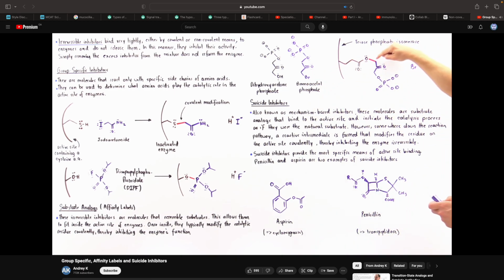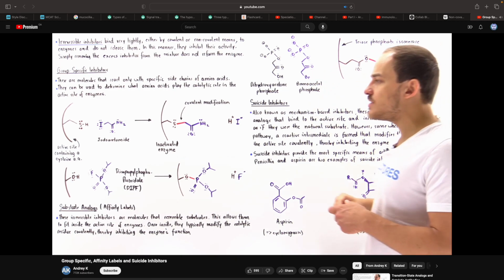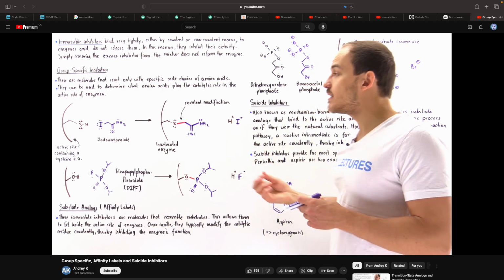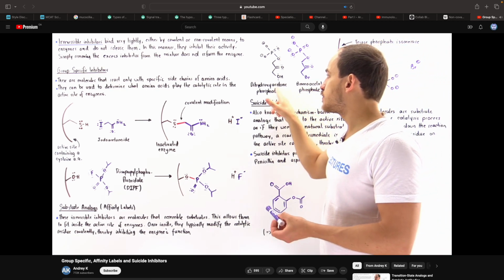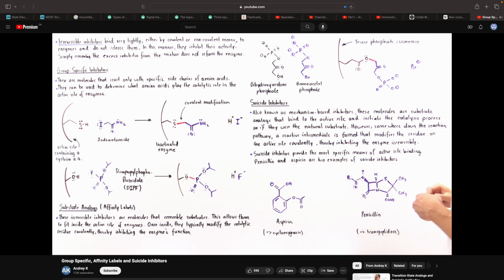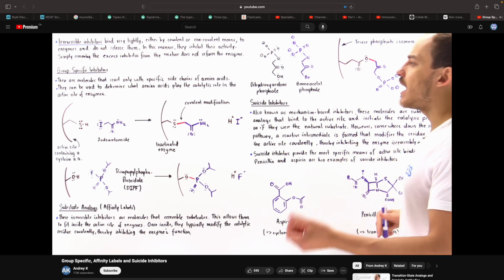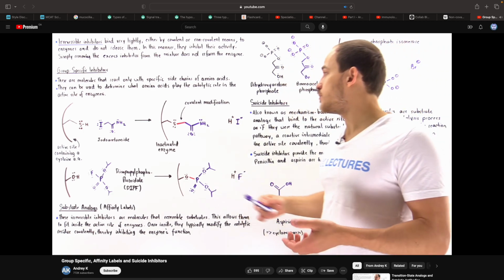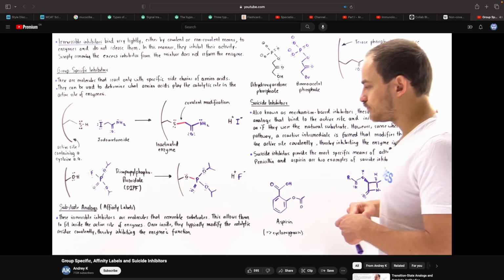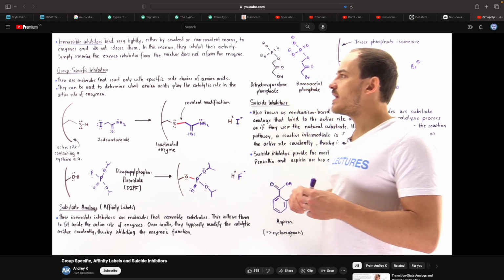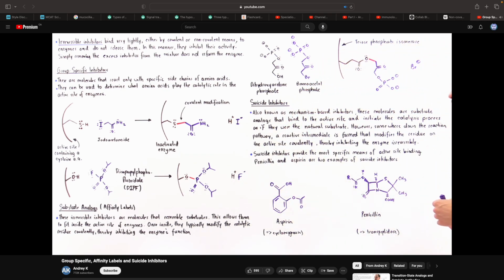In the process, because we formed the covalent modification, that essentially inactivates the active site of that enzyme, the triose phosphate isomerase. And now this enzyme cannot convert this molecule, the dihydroxyacetone phosphate, into its isomeric form. And we'll talk much more about that in our discussion on glycolysis. Now, let's take a look at the final category, suicide inhibitors.